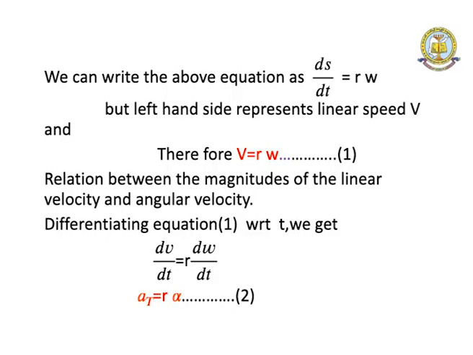You can write this ds by dt value as v, so v is equal to r into omega. That is the relation between the magnitude of the linear velocity and angular velocity.